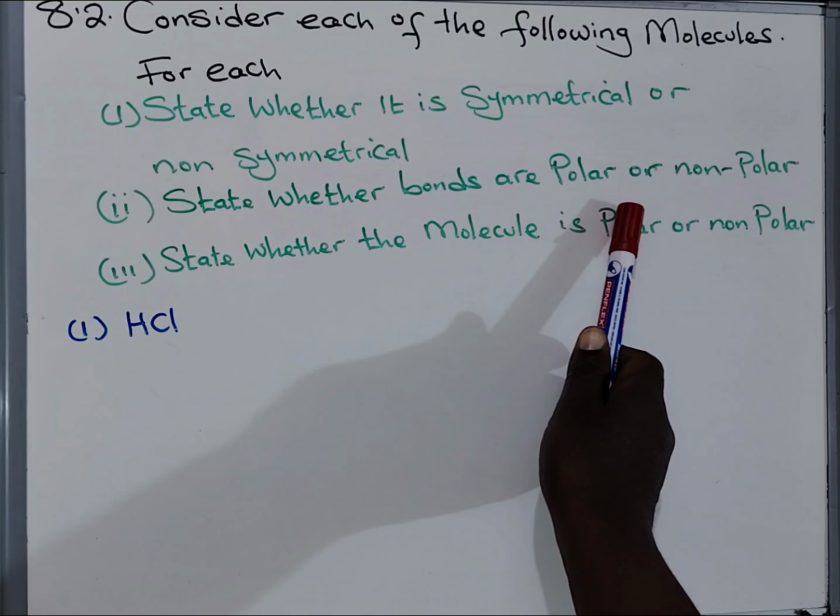Okay, let's look at this molecule. What do we see? We have a hydrogen atom attached to a chlorine atom. Now, with this arrangement, let's start with the first one. Is it symmetrical or non-symmetrical? This makes the molecule non-symmetrical. So the answer is non-symmetrical.